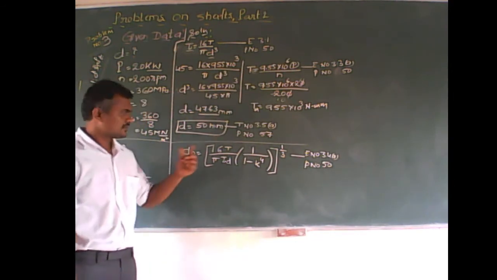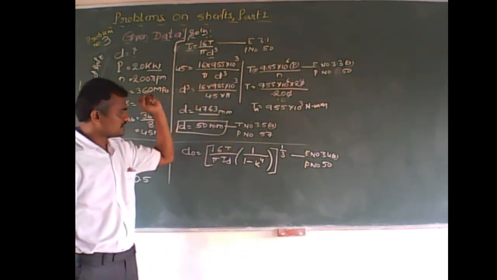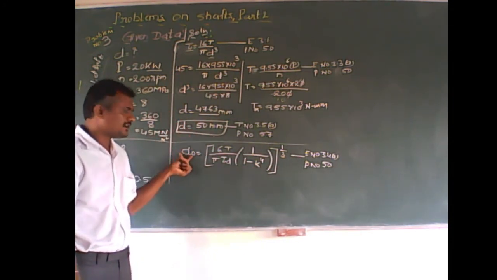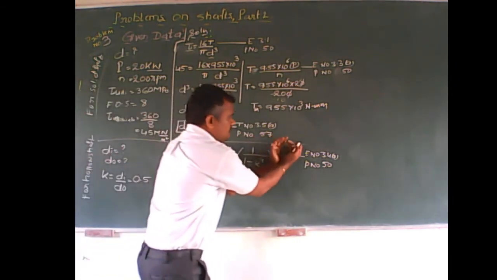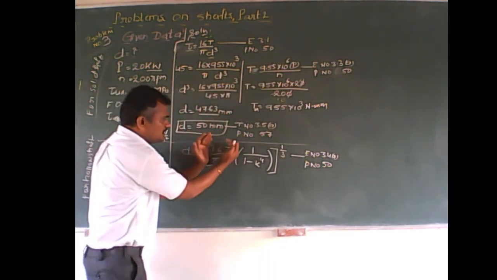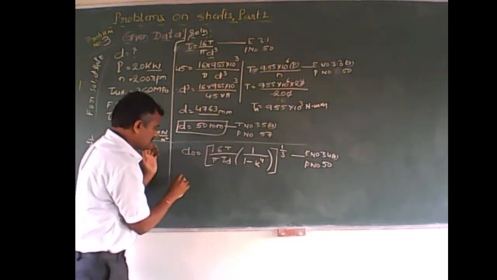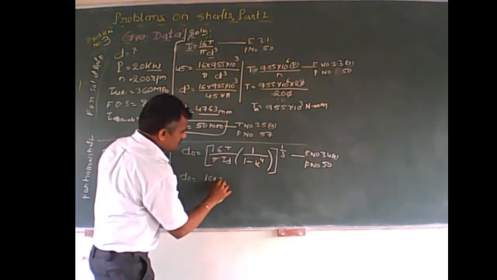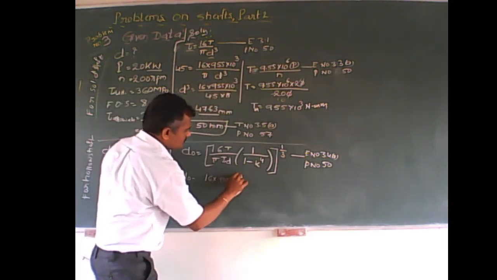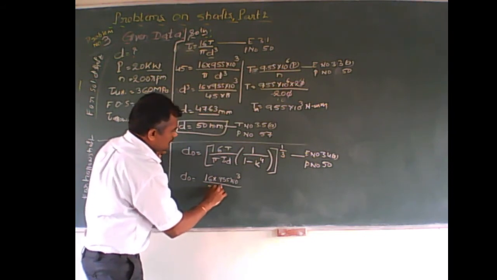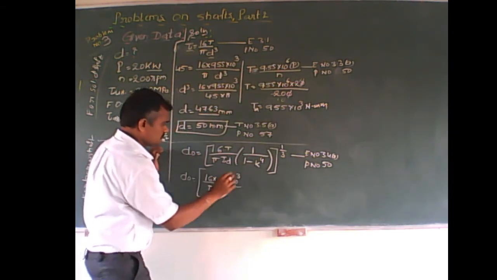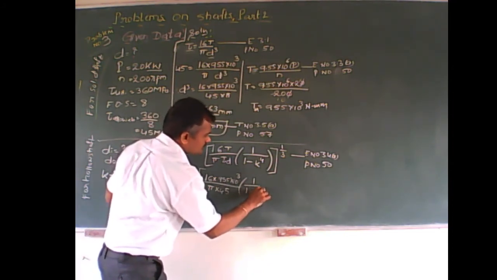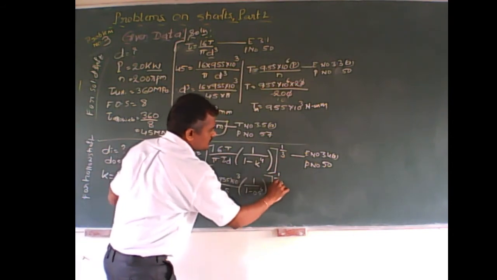Now you substitute the values. T you can substitute as it is. Tau d is the same as 45. K is also given. Only thing is you have to get the answer. So don't bother about this 1 by 3. First you solve this. Okay, so first let me substitute. D outer is equals to 16 into 955 into 10 raised to 3 upon pi into 45, and in the bracket 1 upon 1 minus 0.5 raised to 4, raised to 1 by 3.